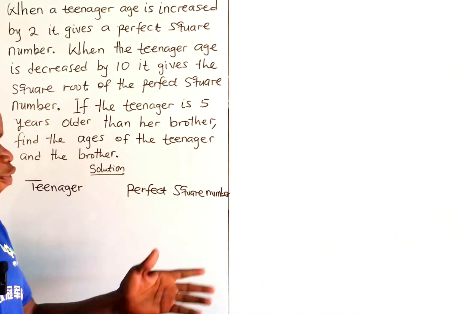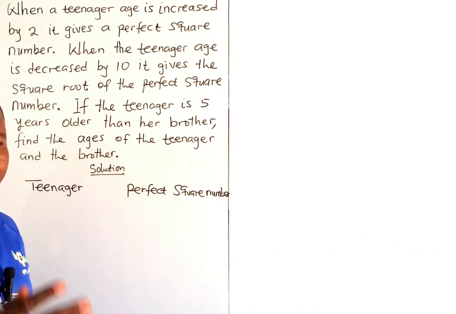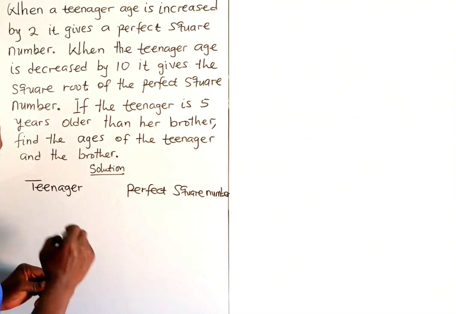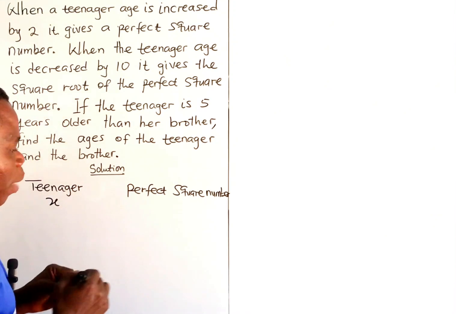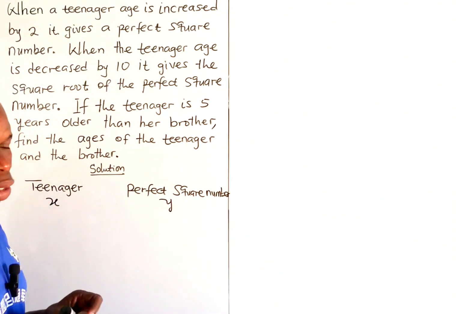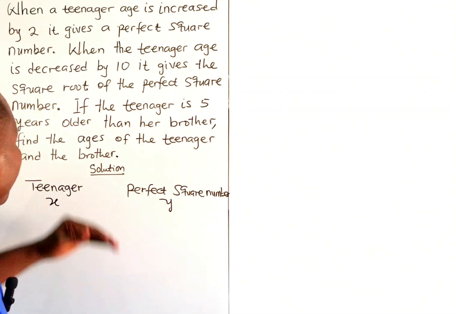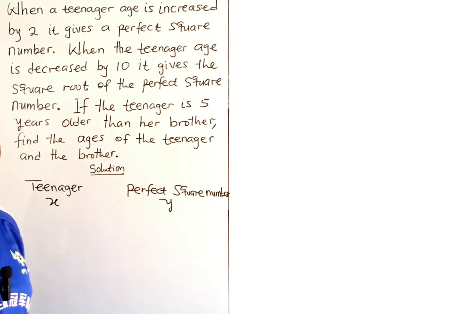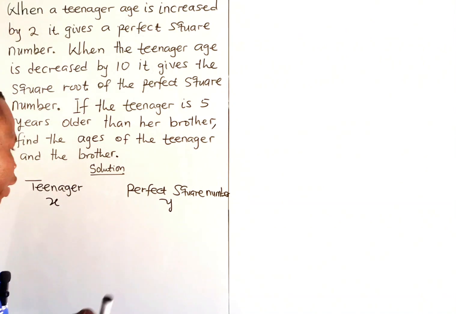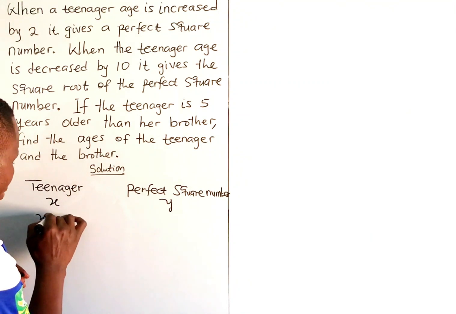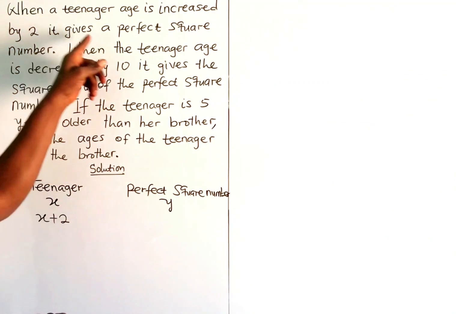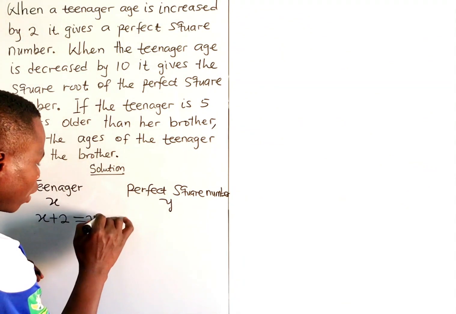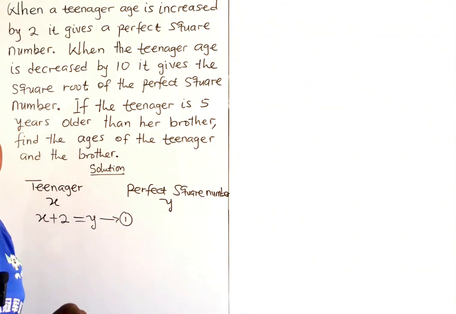I will now use two different variables to represent the age of the teenager and the perfect square number. So let me use x for the age of the teenager and y for the perfect square number. If you read the first part, they are saying that when a teenager's age is increased by 2, increased by 2 means we are adding 2 to the age of the teenager. And that will now be x plus 2. It gives a perfect square number. So this will give us the perfect square number, which is y. Then we'll call this one equation 1.